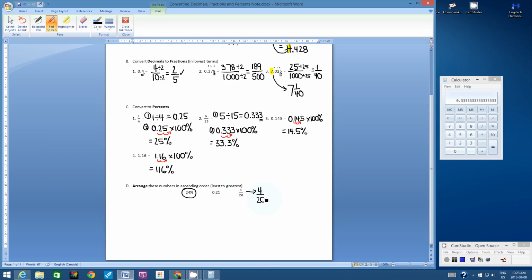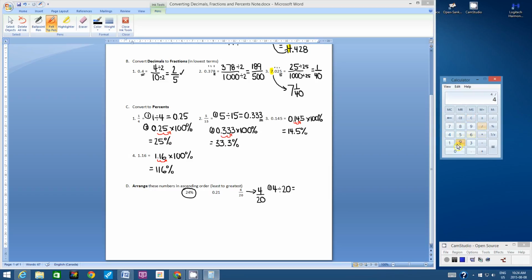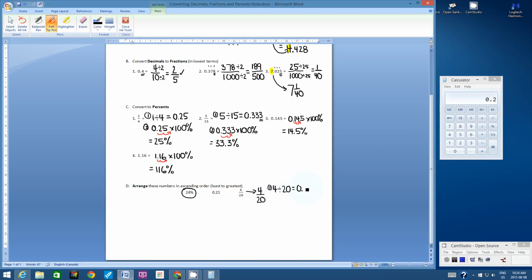So what did we do to a fraction to make it a percent? If you look up here to section C, you'll get an idea. There are two steps. Step one is that we convert the fraction to a decimal. We divide the numerator by the denominator. Okay? So I want you to use your calculator. What do you get when you divide 4 divided by 20? So this time we got a nice clean decimal of 0.2. Okay, we're not finished yet.